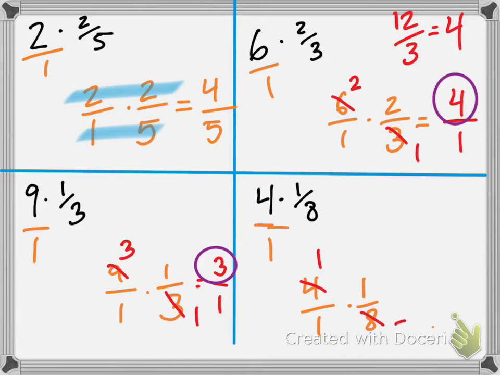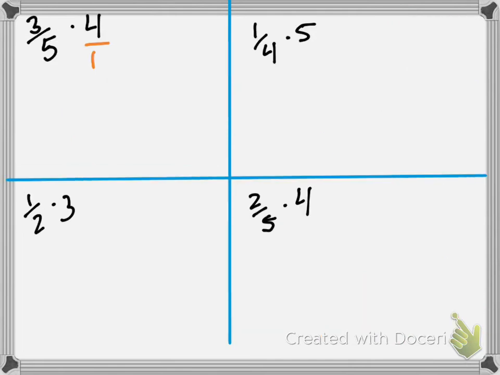4. 2. Exactly. 1 times 1 is 1. 1 times 2 is 2. So I get 1/2. Well, we already know, I'm just going to put all of these over 1 because we already know that. I get 3/5 times 4 over 1.